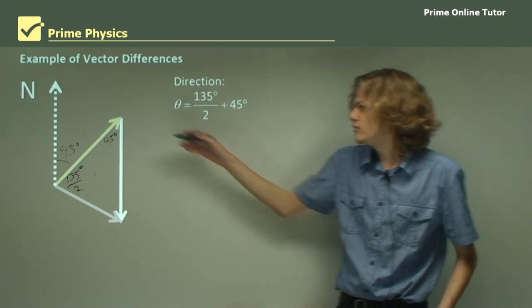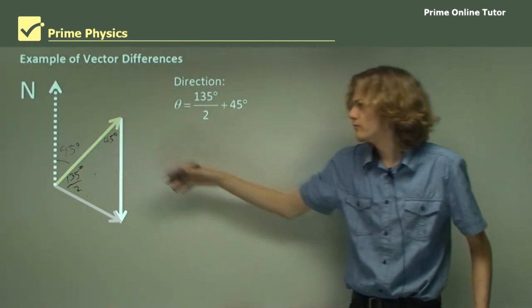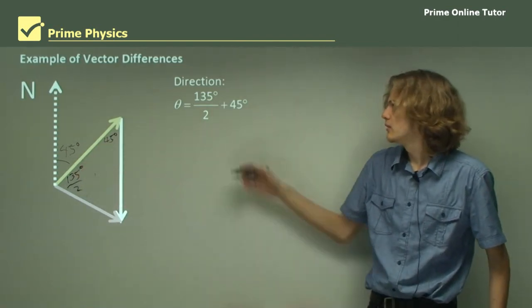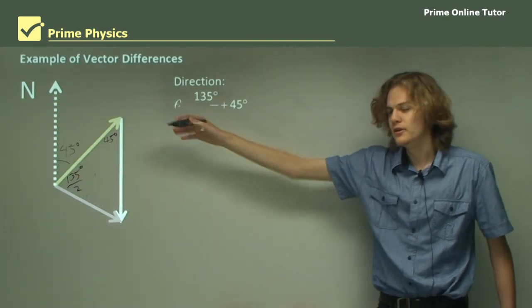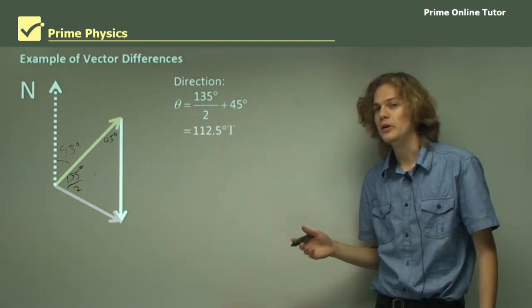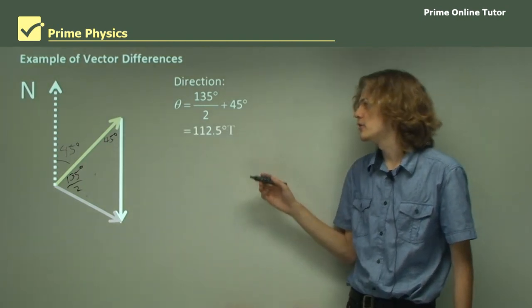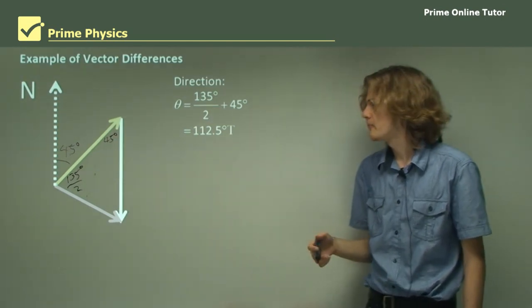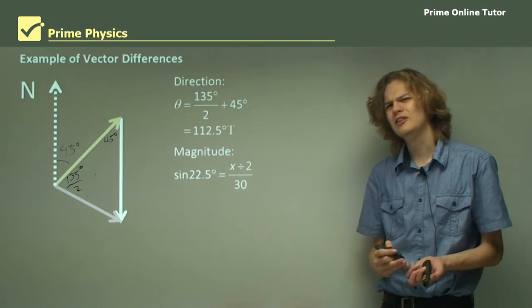And so to find the angle from north at which the pink vector is at, we can simply add 45 degrees with 135 on 2. This evaluates to be 112.5 degrees east of north, or 112.5 degrees true. Well, what about the magnitude? That's a little bit harder.